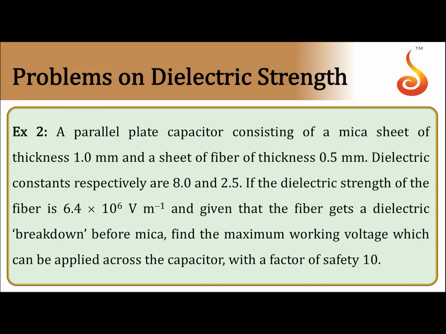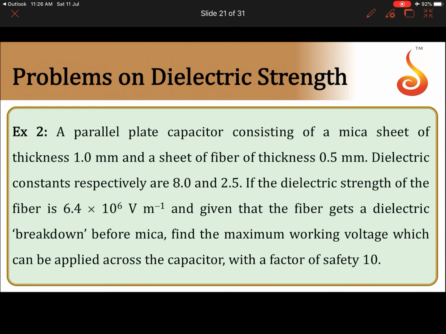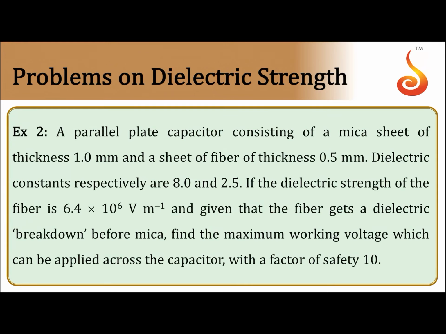Example number 2. A parallel plate capacitor consists of a mica sheet of thickness 1 millimeter and a sheet of fiber of thickness 0.5 millimeter. Dielectric constants are 8 and 2.5 respectively. If the dielectric strength of fiber is 6.4 into 10 power 6 volt per meter, and given that fiber gets dielectric breakdown before mica, find the maximum working voltage which can be applied across the capacitor with a factor of safety 10.